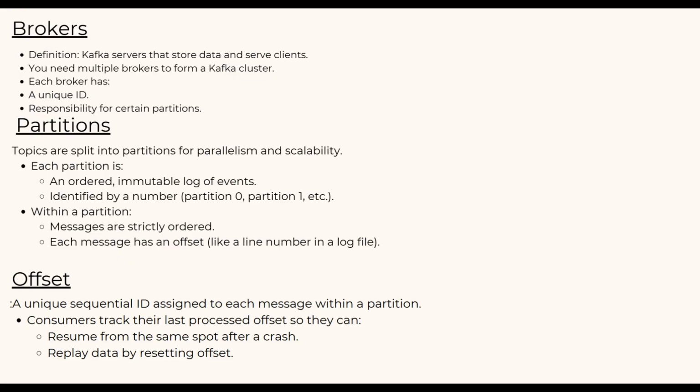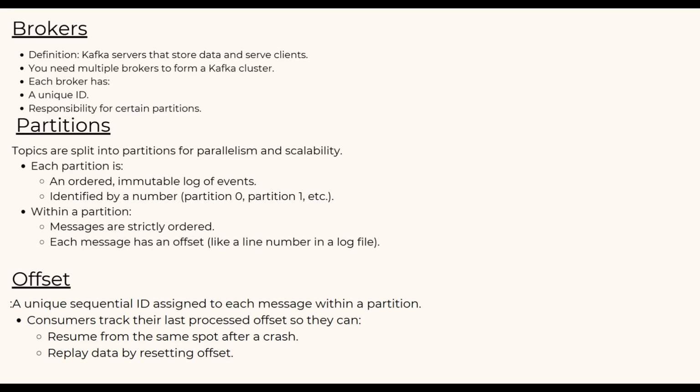And we have brokers. A broker is a Kafka server that stores data and serves clients. You need multiple brokers to form a cluster. This is just like a server. And then partitions: topics are split into partitions for parallelism and scalability. Each partition is ordered, immutable, and identified by a number.